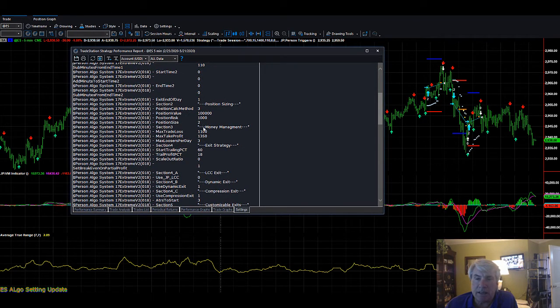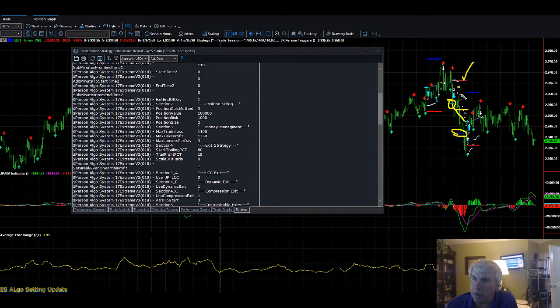The position size still 2. Max trade loss 1100, 1350 max profit. Max losers 3. Starts trailing the percent of the profit target when it's getting close to it. So I want to explain this. When you get a short, you have your initial stop. When the market starts to move closer to its intended profit target, it'll jam an emergency stop in there.